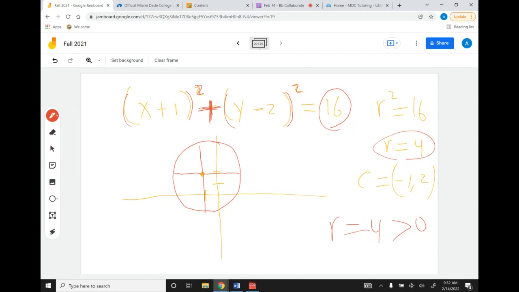Now, what happens when the radius is 0? Suppose the radius was 0. Well, in this case, you get a dot. Okay? You don't get a circle. You just get a little dot because there's no radius. So the radius has to be greater than 0. That's what makes it a circle. Okay? Let's do another one.